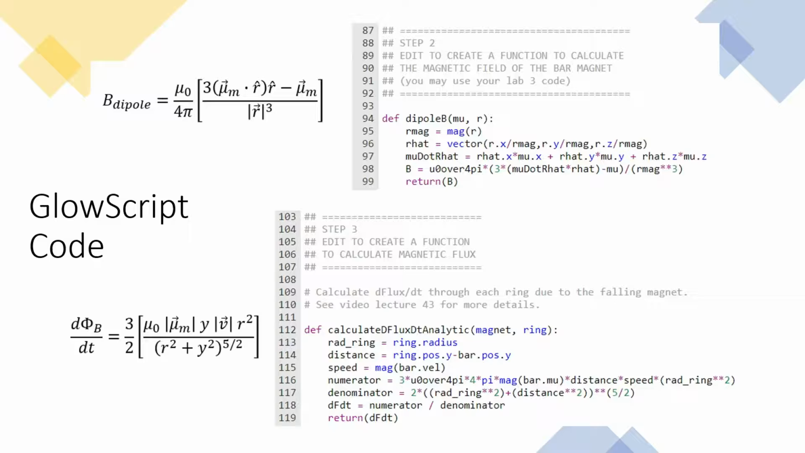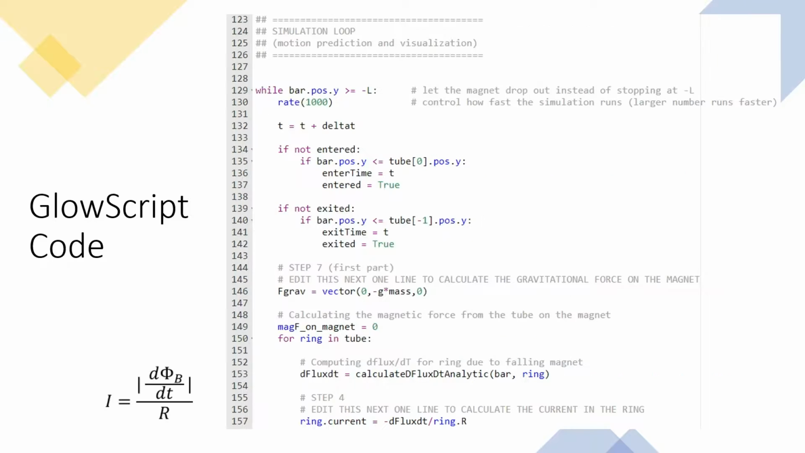For step 2, I wrote a function that can calculate the magnetic field of the bar magnet using the equation shown on the left. Step 3 is the function that applies the equation for magnetic flux to find the derivative of flux with respect to time through each ring due to the falling magnet using the equation on the left. Both functions are called in the next slide, which is a simulation loop that predicts the position and velocity of the bar magnet at time t. This code also implements Ohm's law to find the current in the ring as a result of the relationship with the derivative of flux with respect to time.